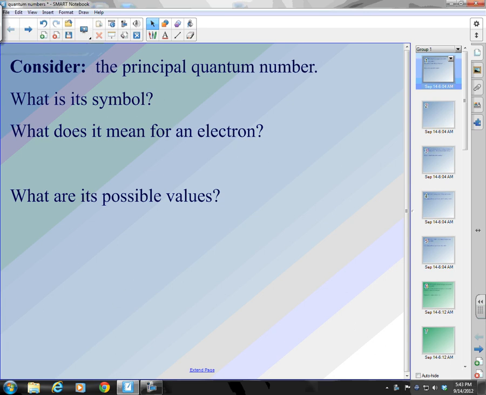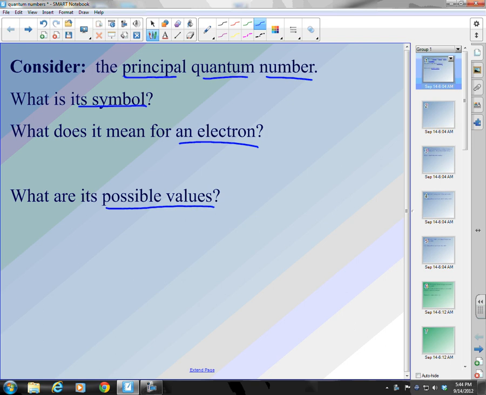Howdy, folks. Let us get back to learning more about the electron. We're in Unit 3 now, and we're moving into really the heart of Unit 3, and that is our discussion about quantum numbers. So let's get started right away. Consider the principal quantum number. What's that? What is its symbol? And what does it mean for the electron, and what are its possible values?